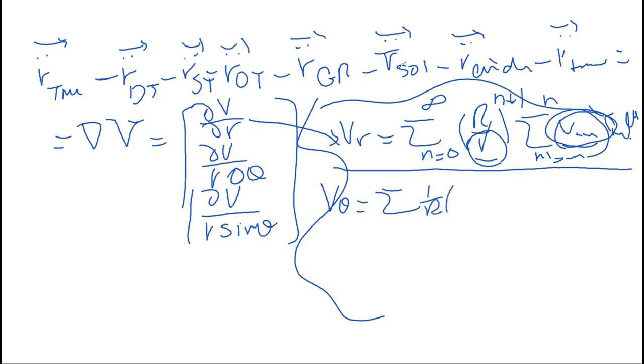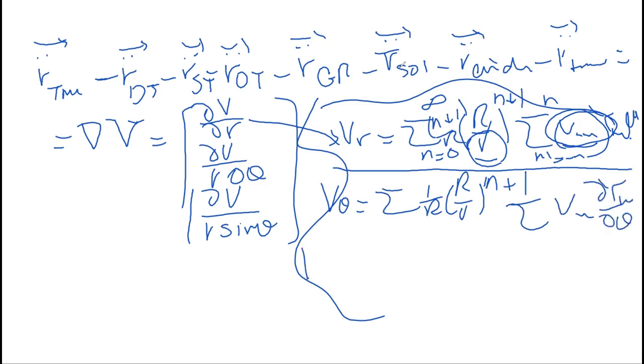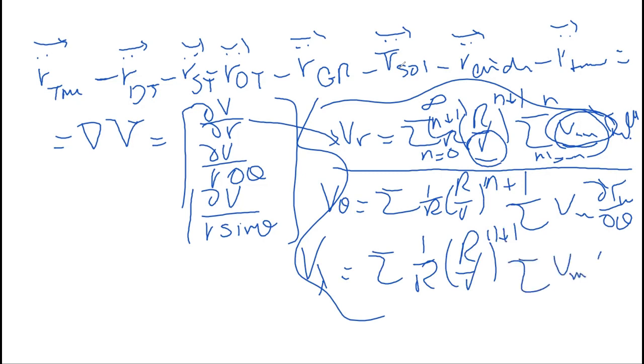1 over r, R over r to the power n plus 1. Oh, I wrote wrong here, n plus 1 over r. The same thing here, V_nm, this time the derivative, and V lambda is exactly the same, not the same, similar, V_nm, this time the derivative with sine theta and the lambda.